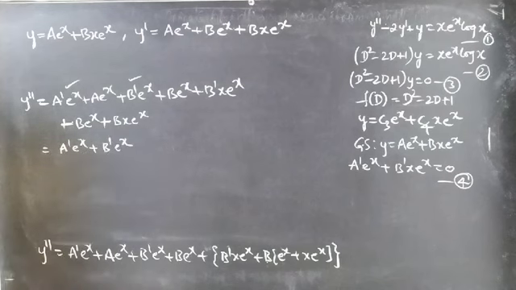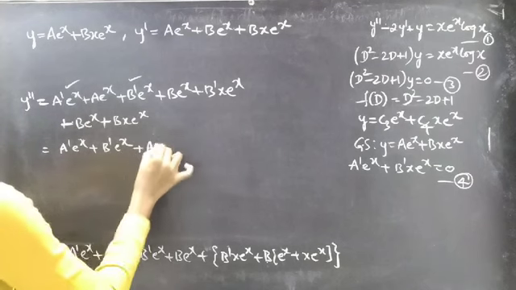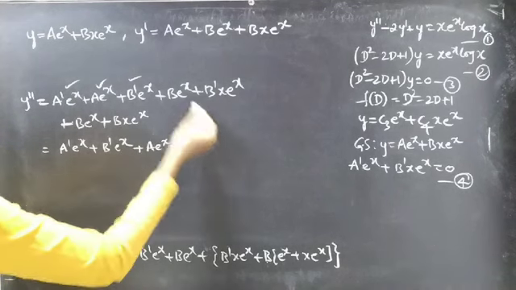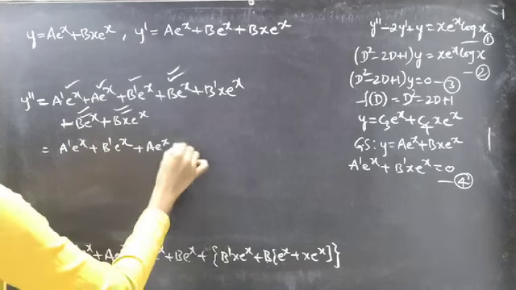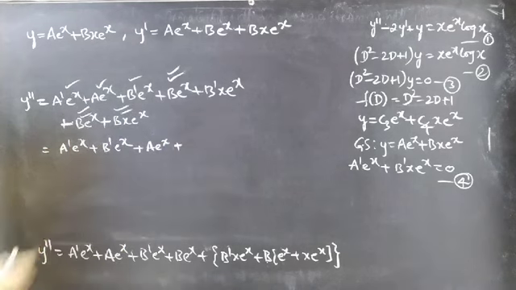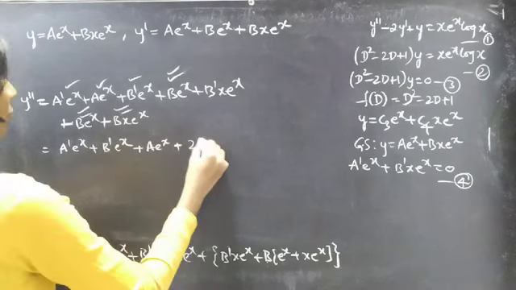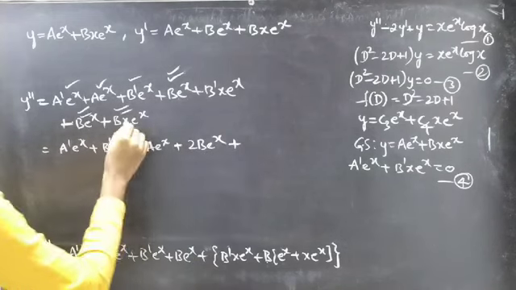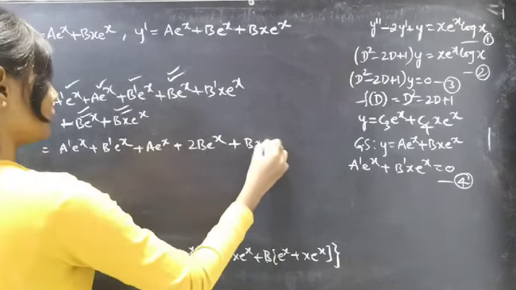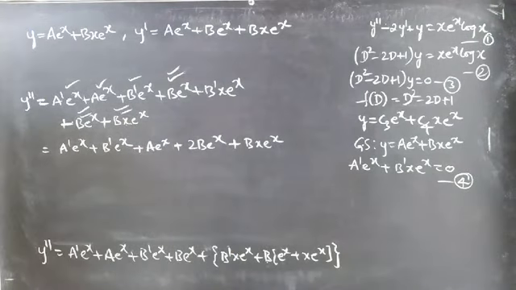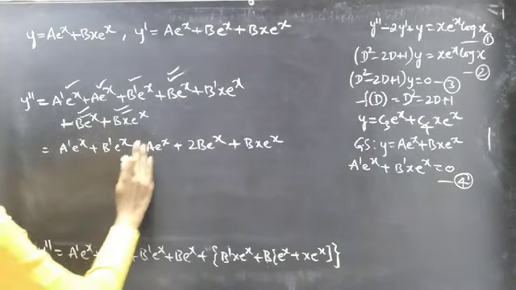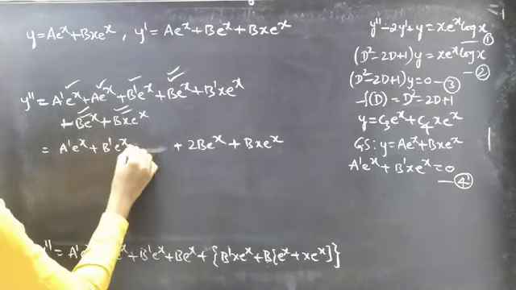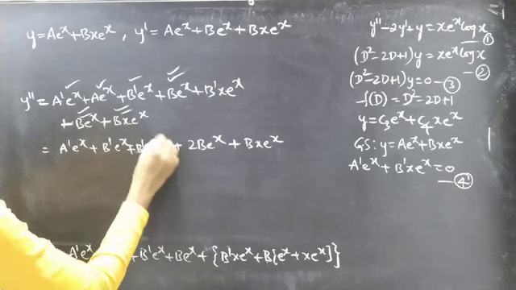Now write the terms involving a, plus a e power x. Now write the terms involving b: b e power x and b e power x is 2b e power x, plus bx e power x. See, we left one more term involving b dash, right? So let's write it here: plus b dash x e power x.